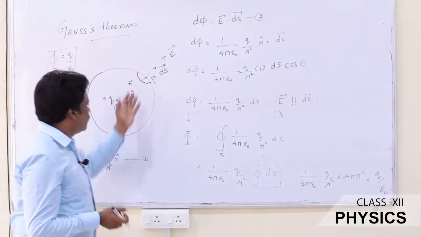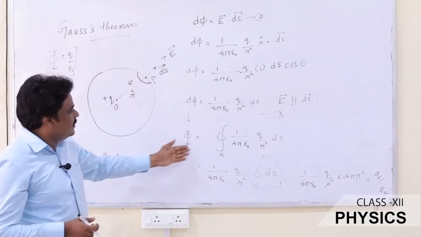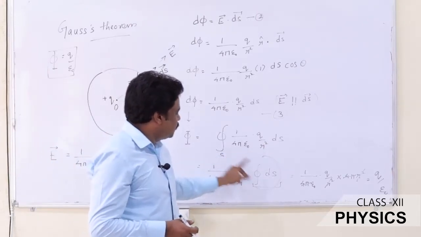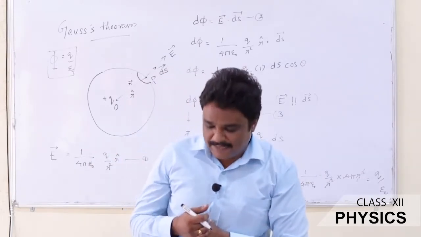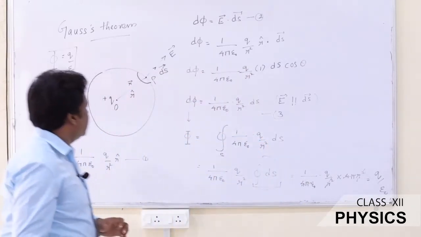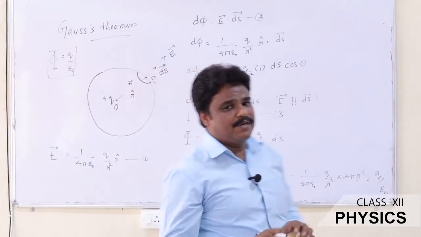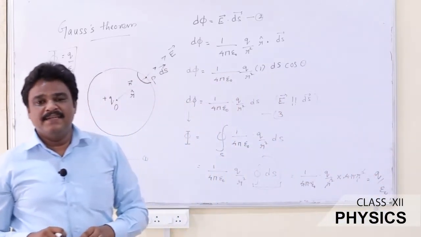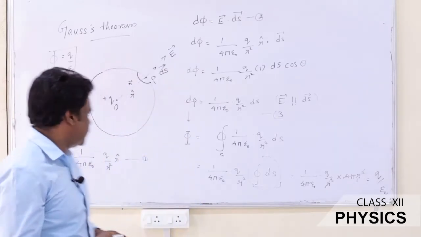But my aim is to get the total flux through the sphere. So I am going to integrate it. D phi becomes phi, a surface integration over the entire sphere. The ds integral comes to be 4 pi r square. And after simplification, phi comes to be q by epsilon naught. And this is the proof of Gauss theorem. In fact, Gauss theorem can be proved for any surface. For simplicity, we assume it to be a sphere, but it can be proved for any surface.